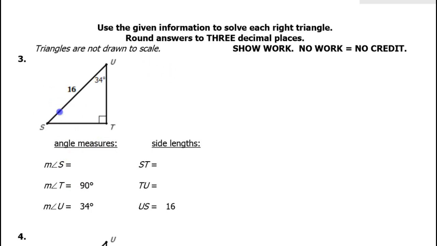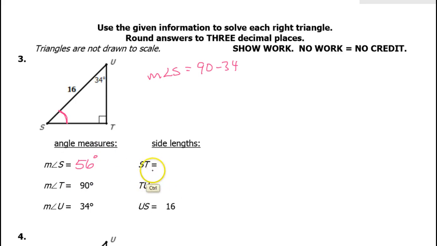If I want to find the measure of angle S, that's an unknown. I need two things that I do know. Well, okay, you know what? We're given the other angle, so I don't need anything else. I have this 34, so I can just do, the measure of angle S is going to be 90 minus 34. Just subtract from 90. And that is 56 degrees.